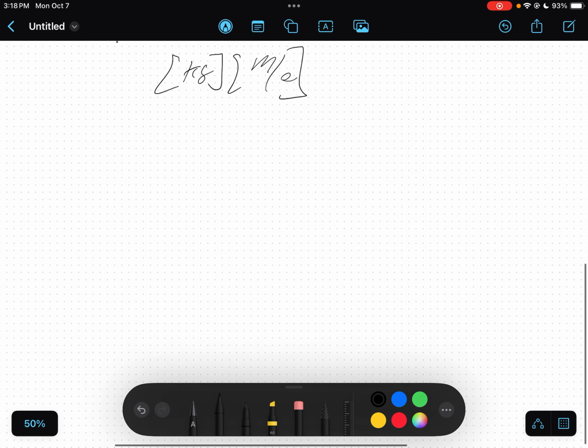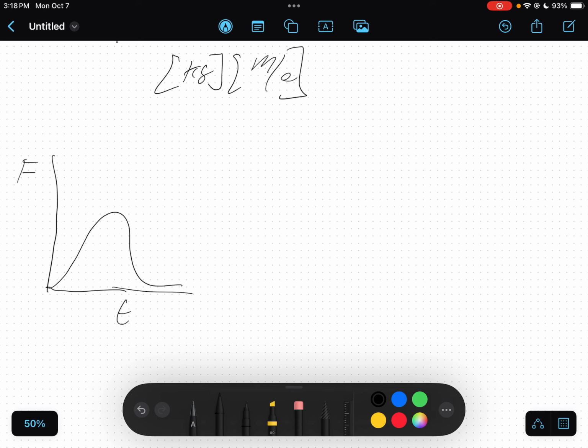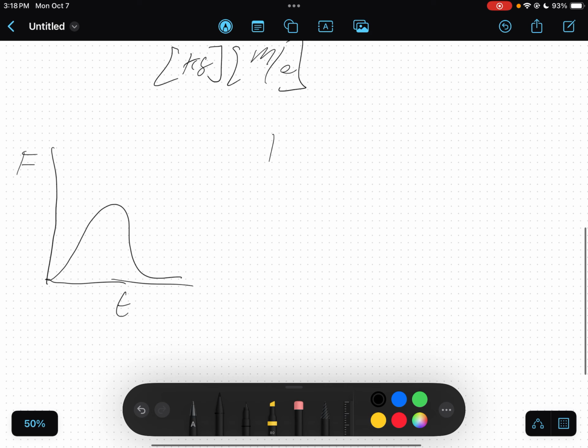Now many times we might have a force that's not constant. So maybe if we look at force as a function of time, it'll probably be something like this. And so it grows and gets weaker. And so when I write my impulse formula, I'm going to use the average force times delta t.